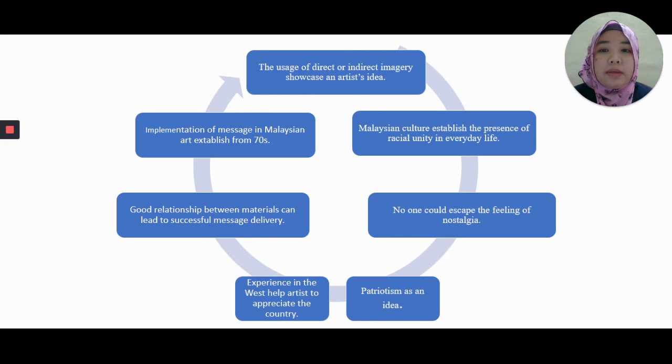And lastly, implementation of message in Malaysian art was established as early as the 70s through the duo of Redza Piyadasa and Sulaiman Esa. In Towards a Mystical Reality, they started the trend of using message, but not truly focusing on the usage of materials, which not necessarily have to be pleasing in the eyes.